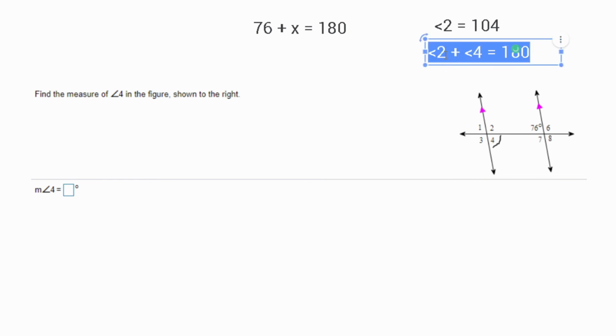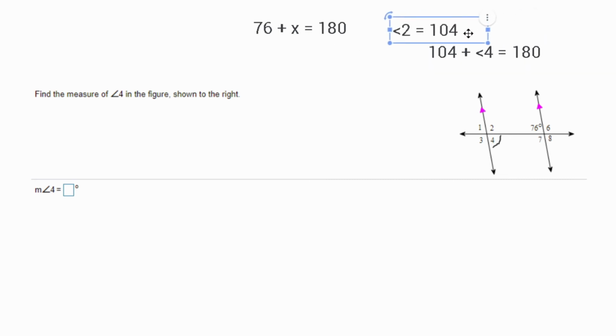But we know angle 2 is actually 104. And then we could subtract 104 from 180. But we knew that from before, it's 76. So in both scenarios, if we just said, hey, 1 corresponds to this one, it's in the same spot, and 1 and 4 are equal, that's 76. It's the same method. I just wanted to show you a different way to do it.